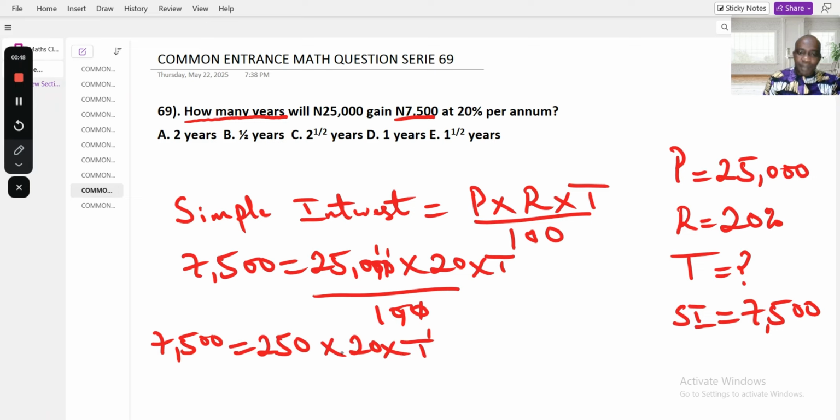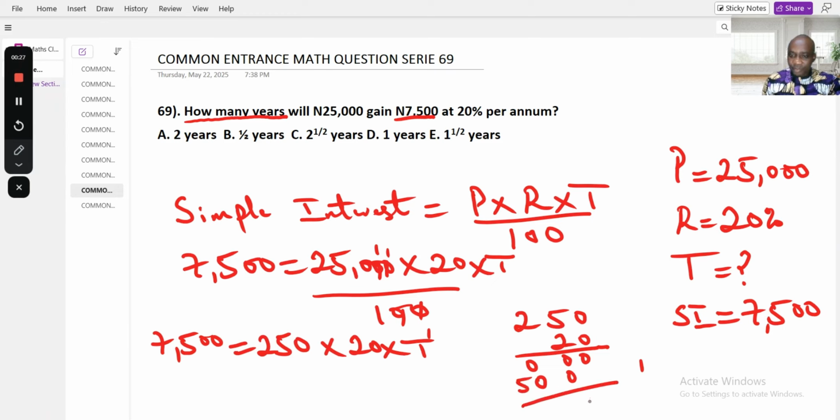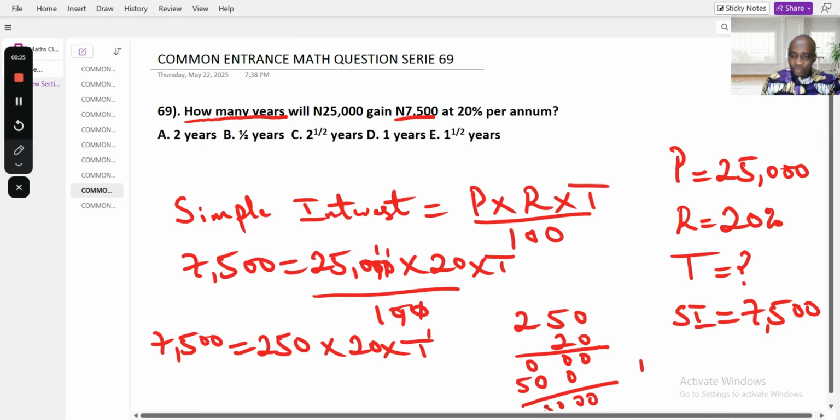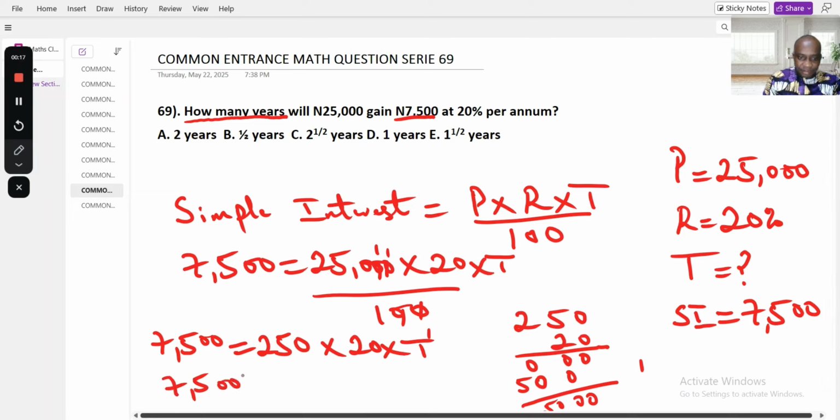Now 250 multiplied by 20. Let's multiply it from here. 250 multiplied by 20. 0 times 0 is 0, 0, 0. 2 times 0 is 0. 2 times 5, 10. Mean that 1. 2 times 2, 4 plus 1, 5. 0, 0, 0, 5. Therefore, we have 5,000 there. 7,500 equals 5,000 t. We don't know the t.